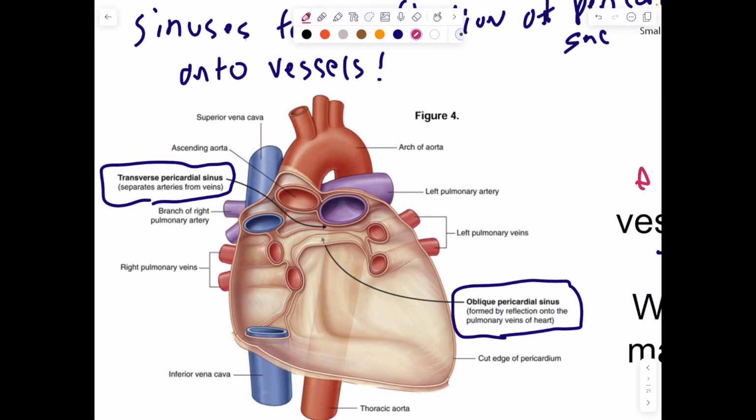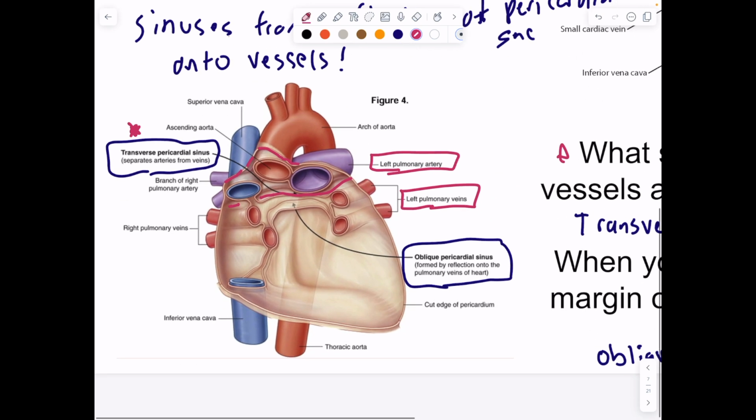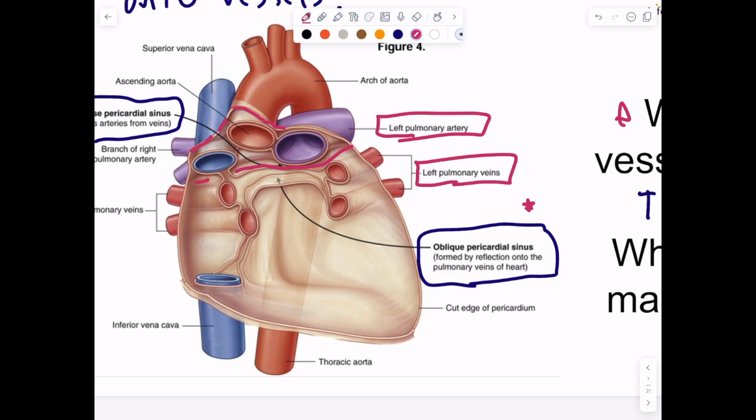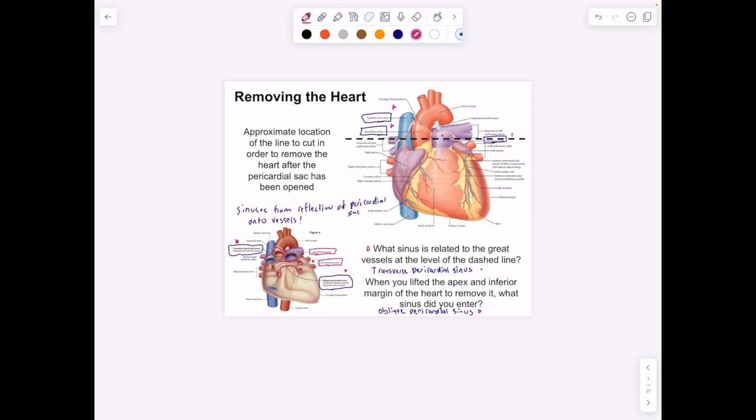So the pericardial sac, where it meets right surrounding the heart, but it also attaches superiorly to the great vessels. And so as a result of this, there's going to be some gaps. And so you have a gap, the transverse pericardial sinus, and it's going to separate the arteries from the veins. So you see we have the pulmonary veins here, and then above that the pulmonary artery. So the transverse pericardial sinus, and then below that we have the oblique pericardial sinus, which is formed by reflection of the pericardium onto the pulmonary veins, right? So pulmonary veins, which are bringing oxygen-rich blood back to the left atria.